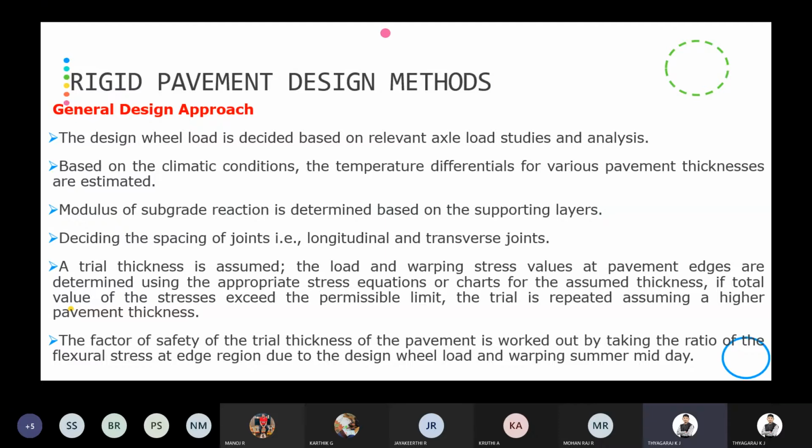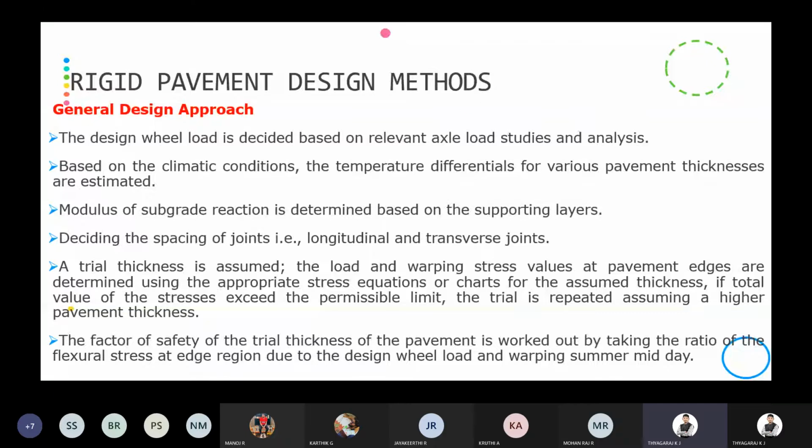One thing I have to tell you in this fourth module is that here you may expect more problems, rather than expecting the theory portion. So we will be having more problems in this fourth module. That is the rigid pavement section. Today we will be discussing a general design approach for CC pavements.